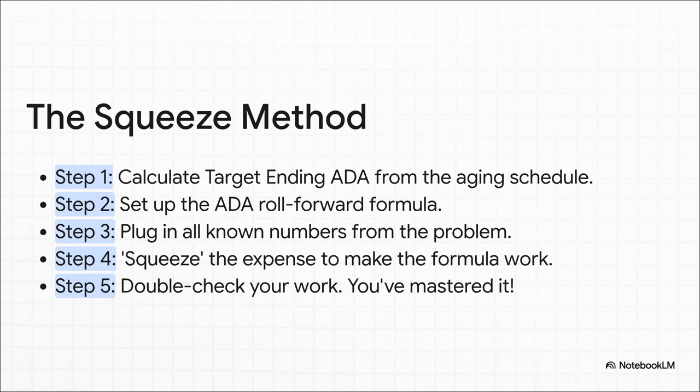Step 1, calculate your target ending allowance. That's your destination. Step 2, set up the formula, the story. Beginning balance plus recoveries minus write-offs plus that mystery expense equals your ending balance. Step 3, plug in all the numbers the problem gives you. Step 4, squeeze, solve for that one missing number. And step 5, just for peace of mind, double-check your math. That's it. You've officially mastered this.